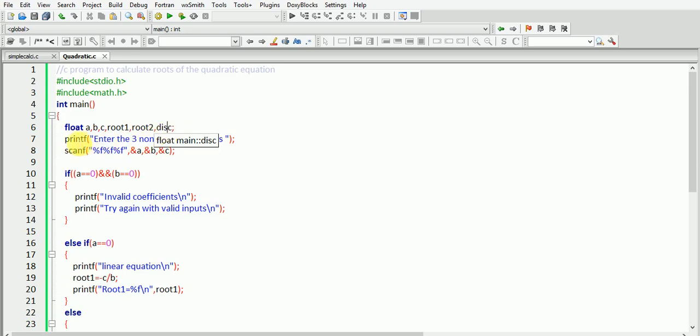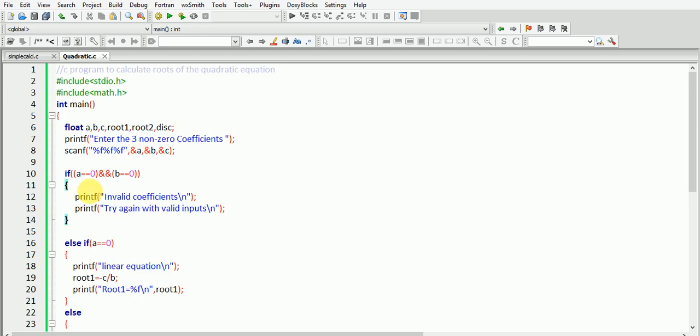Now I am asking the user to enter the three non-zero coefficients. Once the user enters them, we need to read them. So I am using the access specifiers, and this is the ampersand of A, B and C. The respective three values will be stored at these addresses.